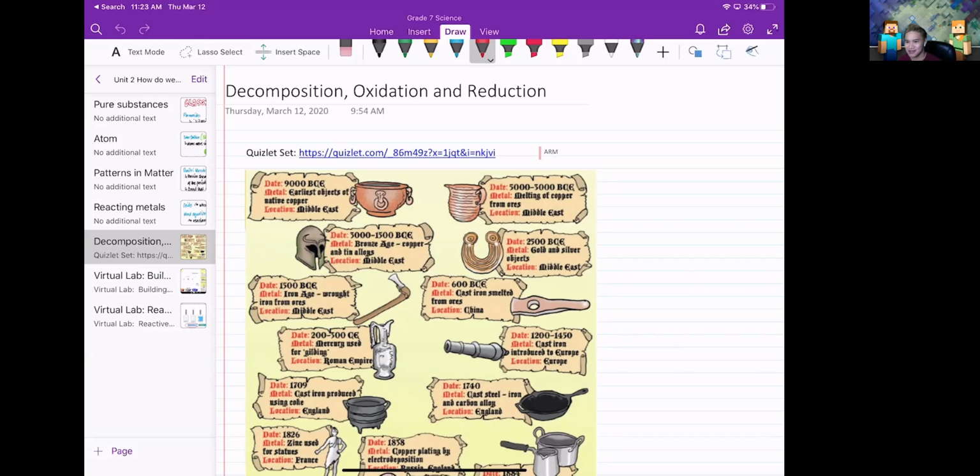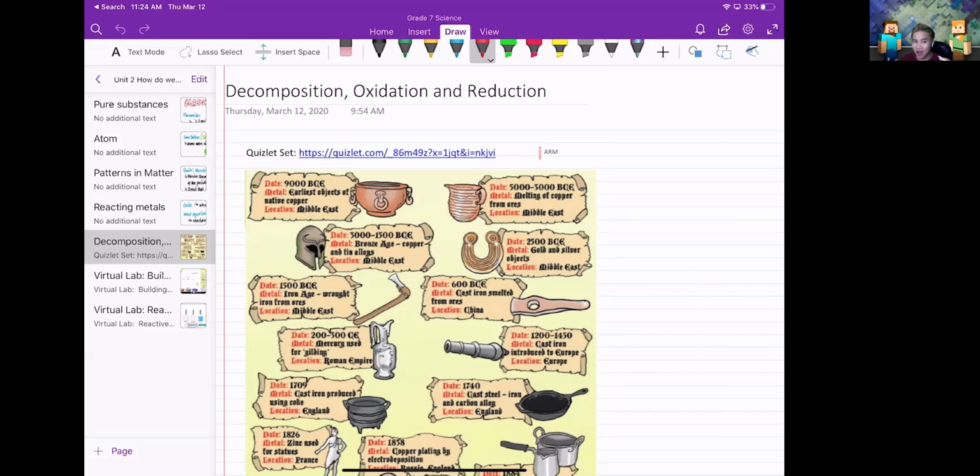How about oxidation? Levana, what have you learned about oxidation? It's a chemical change in which a substance combines with oxygen. When you say oxidation, it forms rust. Yes, that's correct, Levana.